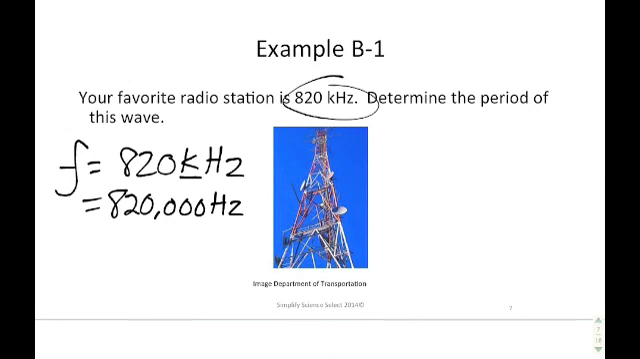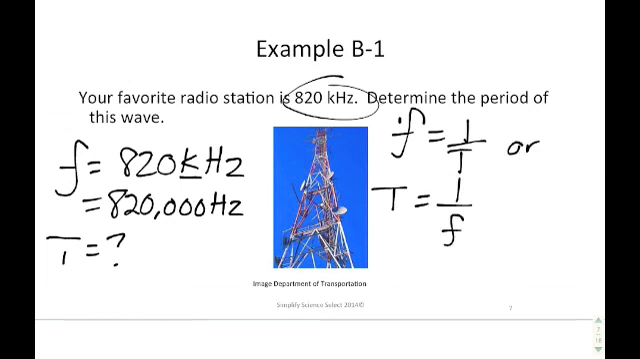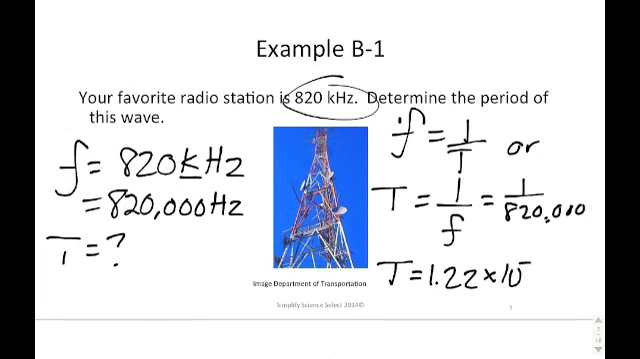I also know that I'm trying to solve for the period of the wave, and I know that the formula for that is frequency equals 1 over the period, or the same thing is period equals 1 over the frequency. So as a result of that, you end up getting 1 over 820,000 hertz. So the answer that you get whenever you plug everything in is something like the period being 1.22 times 10 to the minus sixth seconds.